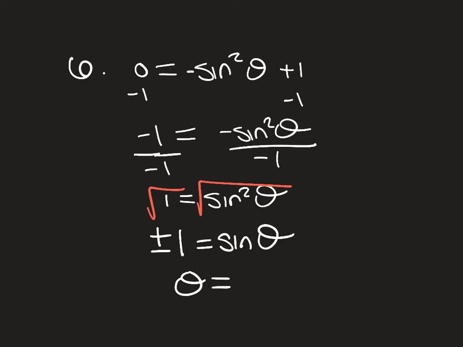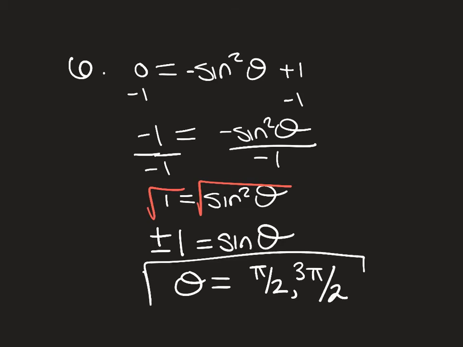The theta where sine equals 1 is pi over 2. And the theta where sine equals negative 1 is 3 pi over 2. So both of these, not one, not the other, but both of them is my answer.